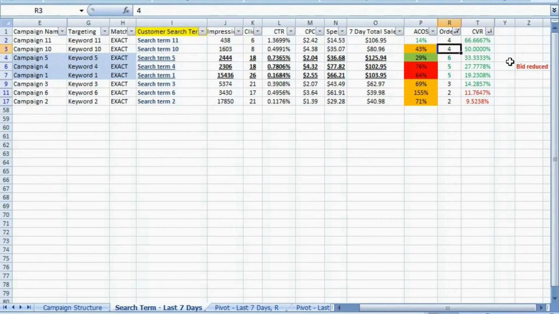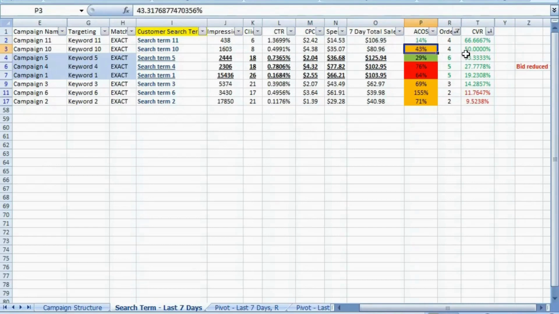Now you see you have 4 sales, conversion ratio is good. Now in this case your ACOS is 14, which is good. You don't have 5 sales, so you want to monitor for some more time. In this case you may increase your bid, because your ACOS is low, your conversion ratio is high, you have 4 orders, and your spend is just 2.42. You're doing pretty well, so increase your bid. Don't worry about your spend or anything like that.